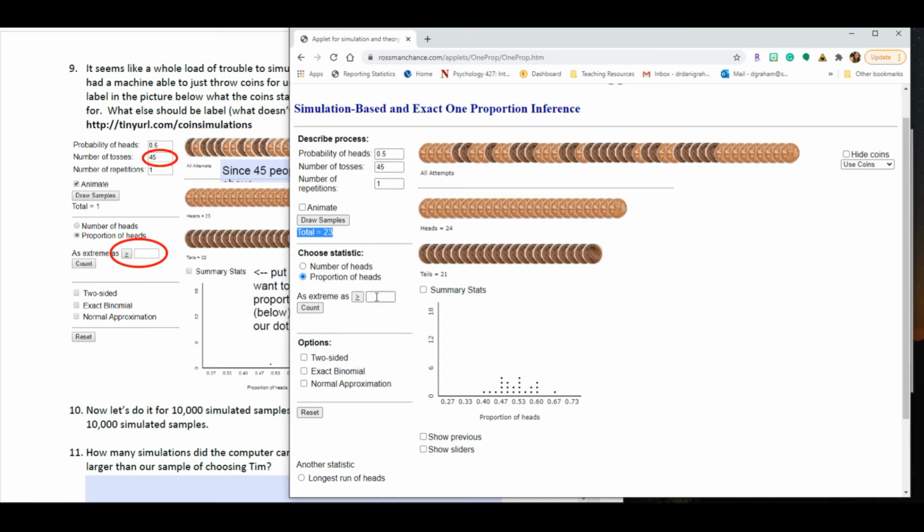So I'm going to put in my 0.60, since that's what we really got in our empirical sample. And I want to know how often that happens. So I put in my proportion and click count. It figures out where that is, and it's saying that 4 out of those 23 times, we had a proportion of at least 60% heads or higher. That means that the rest of the time we had fewer than that, less than 60% heads.